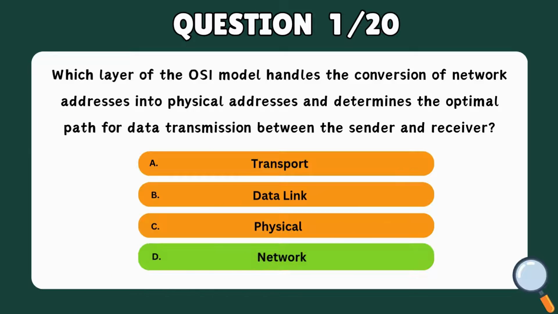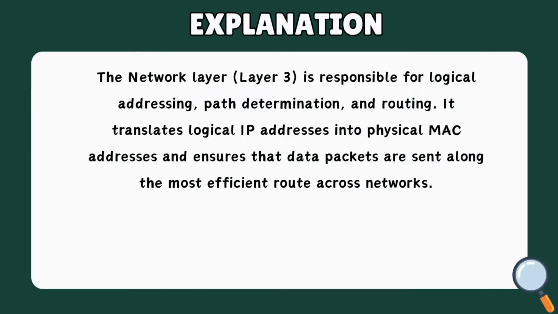Correct answer: D. Network. The network layer, layer 3, is responsible for logical addressing, path determination, and routing. It translates logical IP addresses into physical MAC addresses and ensures that data packets are sent along the most efficient route across networks.